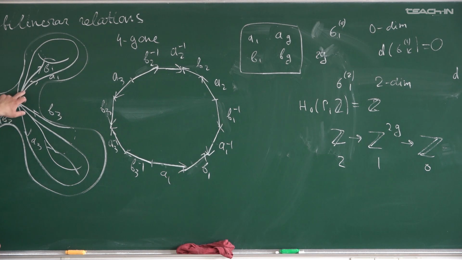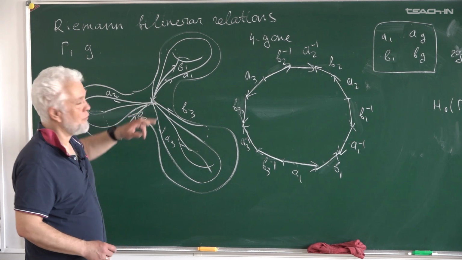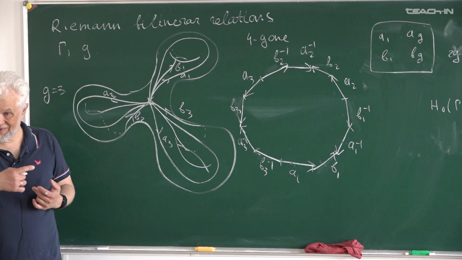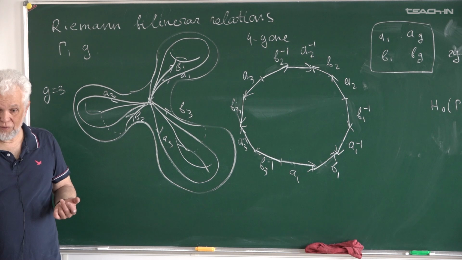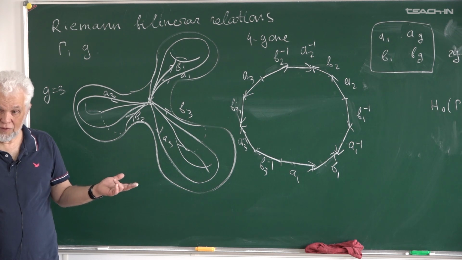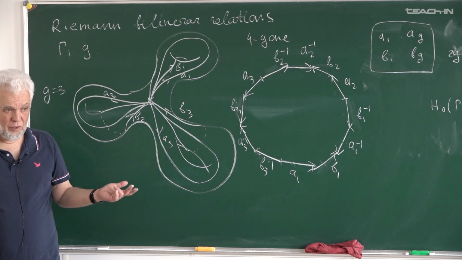Take any cycle here. You see that this point counts twice, once with plus, once with minus. You agree? Therefore, all differentials are 0. All differentials are 0. Because all differentials are 0, no factorization is needed.